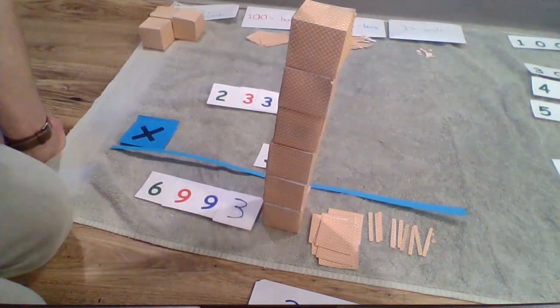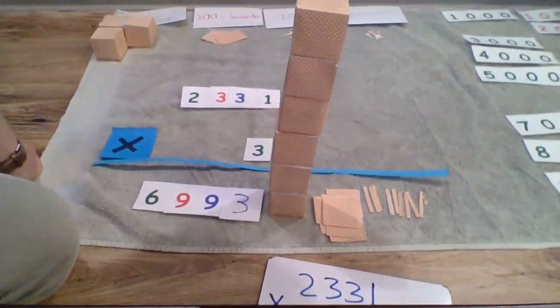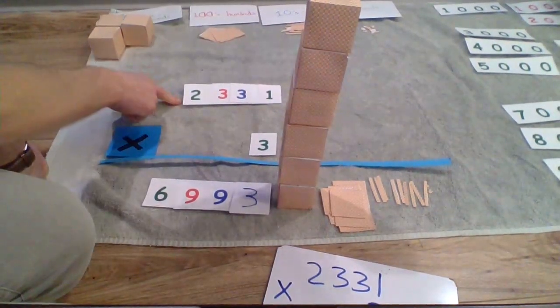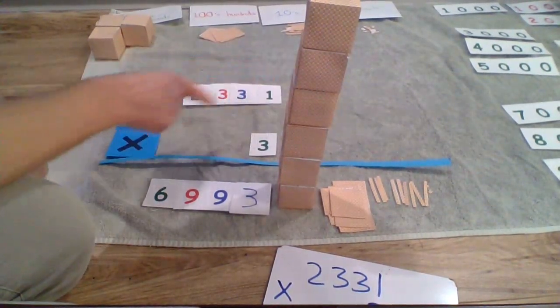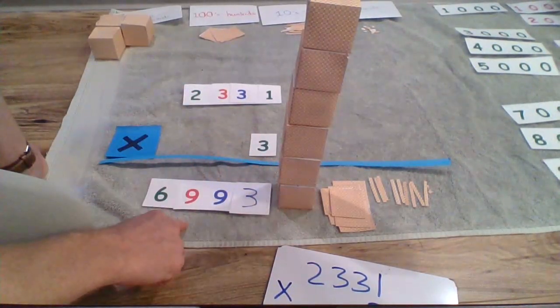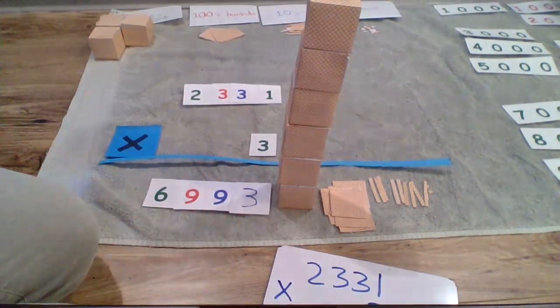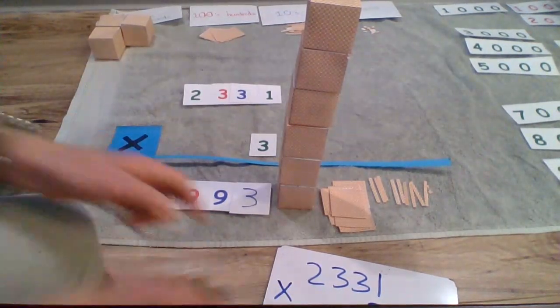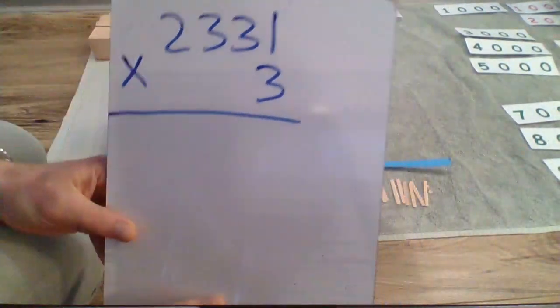So let's read this equation now. Ooh, let me move my camera so you can see. There we go. So we have 2,331 times 3 equals 6,993. Whoa, that is really big. All right. Now I'm going to write it on my equation.